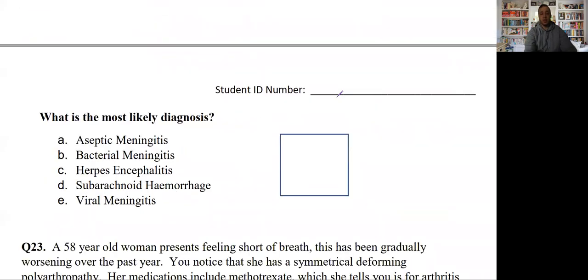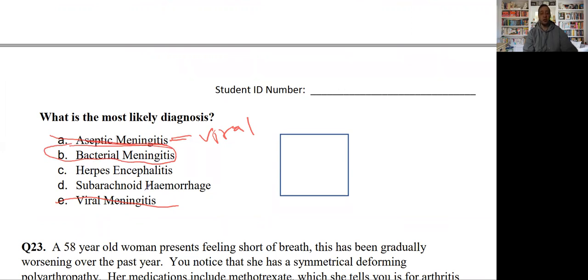Here the answers we can see: aseptic meningitis. Aseptic meningitis is the same as viral meningitis, and here we also have viral meningitis. So aseptic meningitis is unlikely because there are two answers meaning viral meningitis, so it couldn't be the right answer. Bacterial meningitis is the most likely diagnosis. Herpes encephalitis is unlikely here.